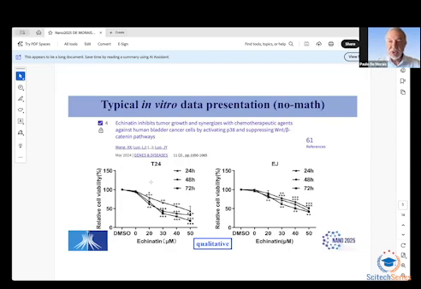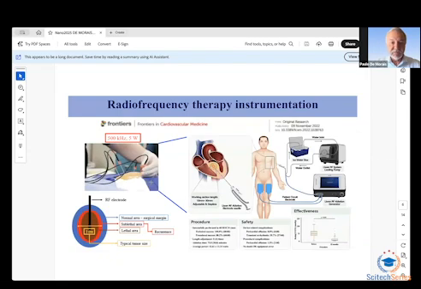And there is a huge missing of information behind this data if you do not perform a more precise analysis of the data. And this is one point of my talk. So let me briefly talk about the radiofrequency therapy.